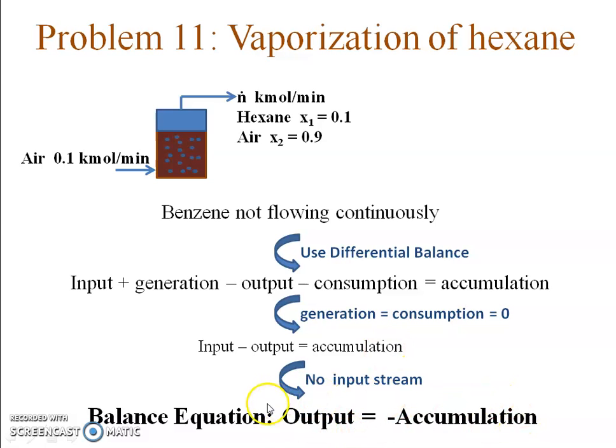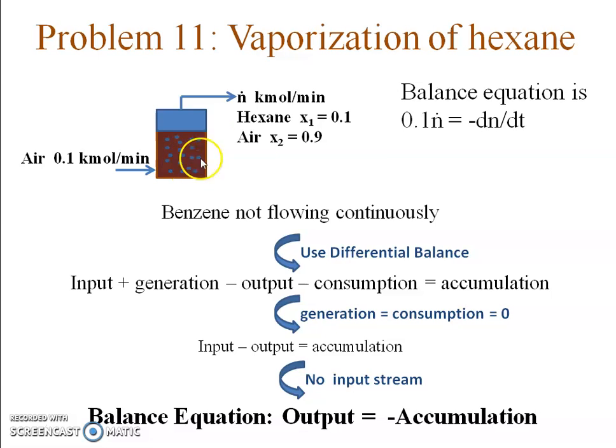So my balance equation takes the form: output is equal to minus of accumulation, that is depletion, you can say. What is the output? Output of hexane is mole fraction times the flow rate. So 0.1 into n dot is my output flow rate, that is equal to the rate of change of hexane within the system, and I am denoting it by minus dN by dt. That is the rate at which the number of moles of hexane are depleting in this vessel. Okay, so simple. That is how we were writing our unsteady state problems. I have just written the balance equation and put it in terms of my variables.